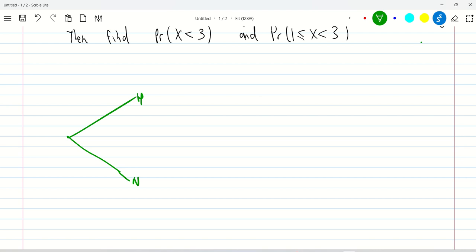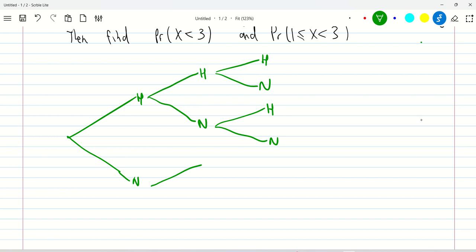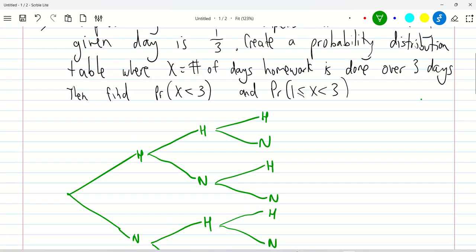Homework, no homework, and I'll put the probabilities on the second, and then on the second day, there's the probability that they either do their homework or they don't do their homework. And then on the third day, they either do their homework or they don't. So what we end up with is this tree diagram that looks something like this. That one splits into 2, homework, no homework, and that one splits into 2, like that. Splits into 2, like that, homework, no homework, homework, no homework.